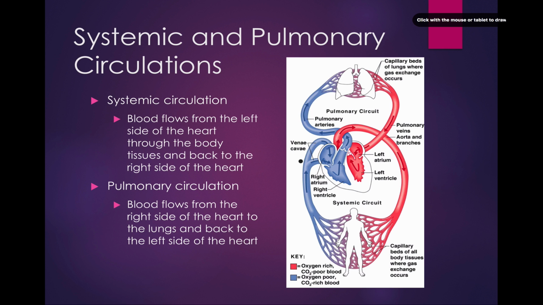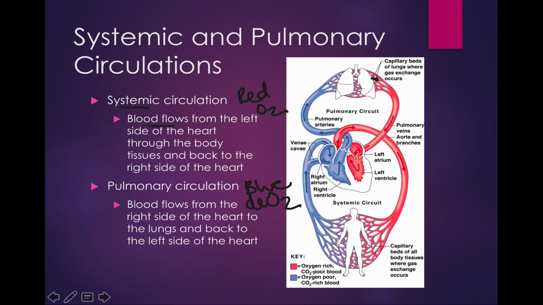So we have a couple of different types of circulation. The first one is called systemic circulation. Systemic circulation occurs when blood flows from the left side of the heart through the body to the tissues and back to the right side of the heart. So systemic circulation is going to be shown in red, whereas pulmonary circulation is really just blood flow from the right side of the heart to the lungs, basically. So we're going to usually show those in blue. So red is supposed to signify that it's oxygenated, whereas blue is to signify that it is deoxygenated.